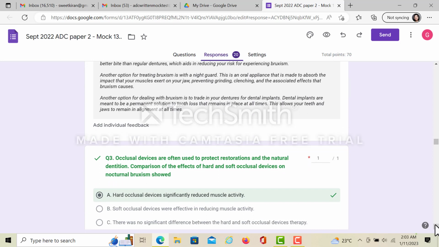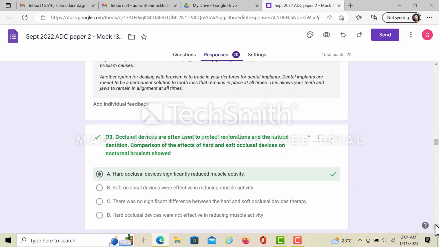Occlusal devices are often used to protect restorations and the natural dentition. Comparison of the effects of hard and soft occlusal devices on nocturnal bruxism showed hard occlusal devices significantly reduced muscle activity. That's true. Soft occlusal devices were effective in reducing muscle activity? Not so much. There was no significant difference between the hard and the soft occlusal devices, and hard occlusal devices were not effective in reducing muscle activity. So option A and D are kind of contradictory. So you know that one of the options has to be correct.